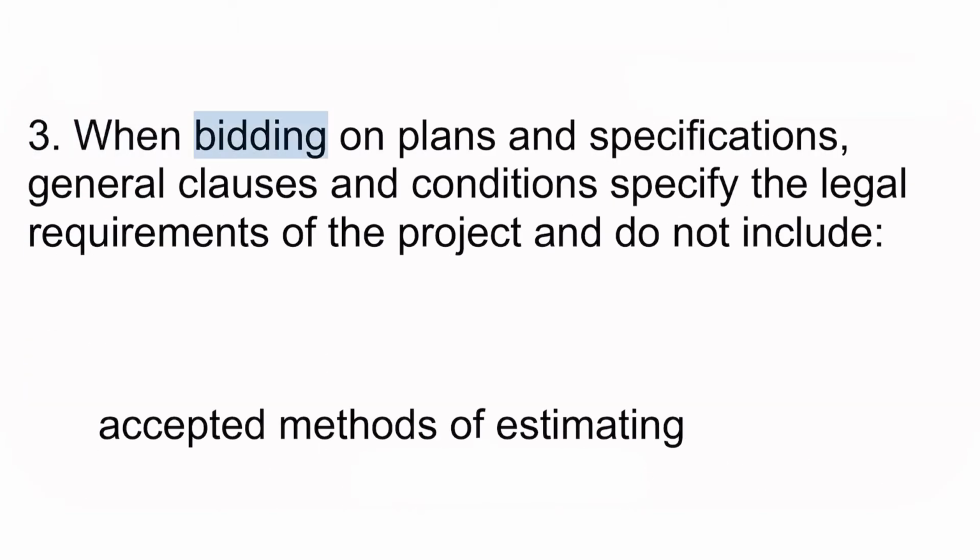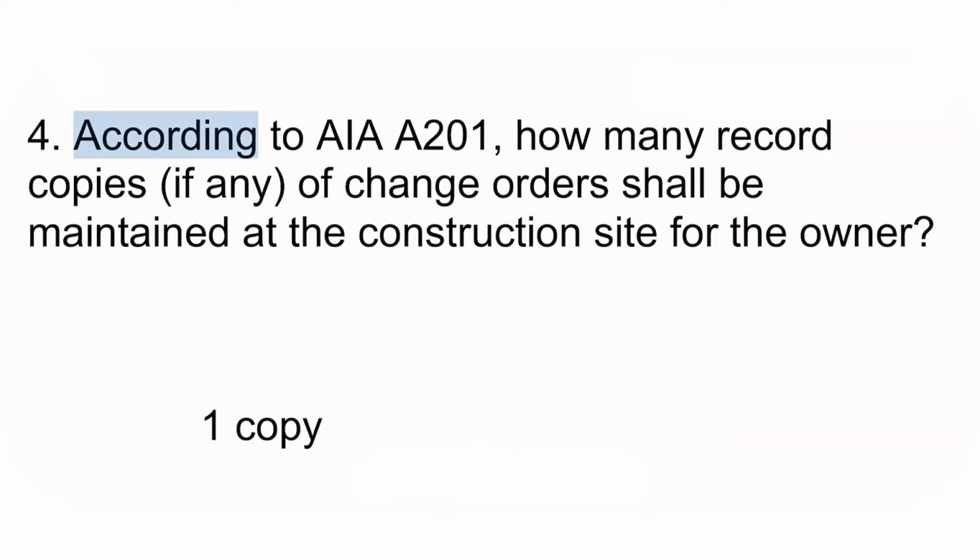3. When bidding on plans and specifications, general clauses and conditions specify the legal requirements of the project and do not include accepted methods of estimating. 4. According to AIA A201, how many record copies, if any, of change orders shall be maintained at the construction site for the owner? 1 copy.